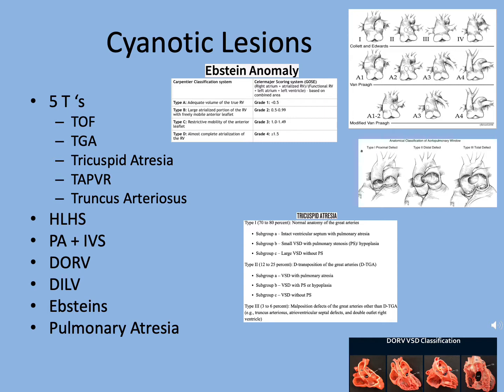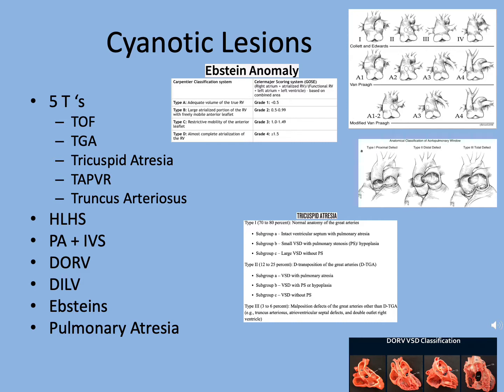For DTGA, whether they're cyanotic is going to be dependent on how much mixing is happening, and that's whether they have a restrictive atrial septum or a large ASD, or DTGA with a ventricular septal defect. For tricuspid atresia, you need to know the types, type 1 or type 2, and the subsets A, B, and C. Type 1 being normally related great vessels, and type 2 being DTGA.